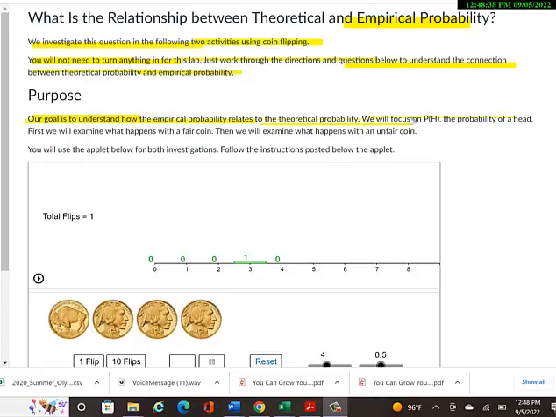We will focus on the probability of H. In this case, probability of H stands for heads, instead of tails. First, we will examine what happens with a fair coin. Then we will examine what happens with an unfair coin. So we'll use the applet below for both investigations. We'll go over the directions, and as we go, you can pause the video and follow along.